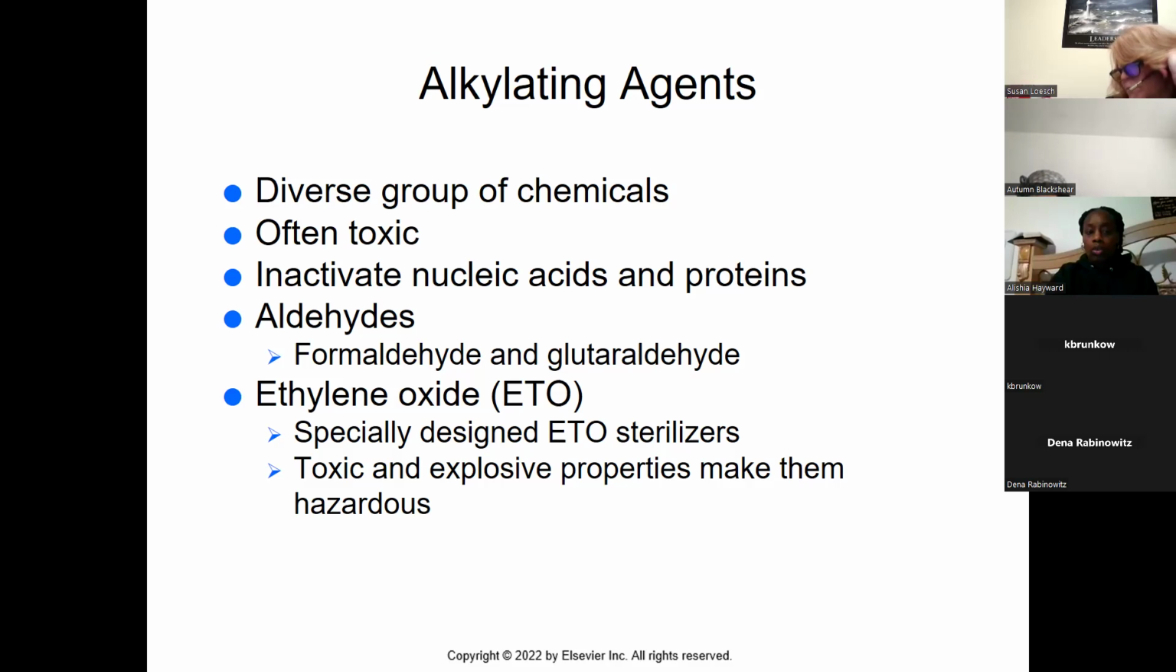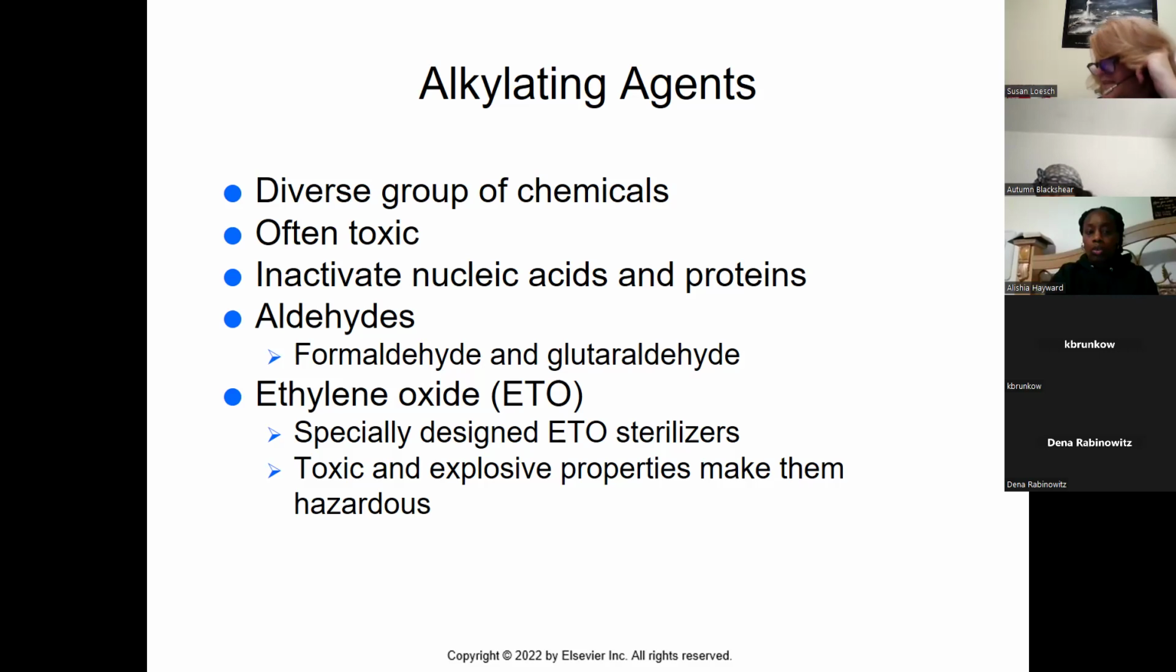Now, formaldehyde, you guys are more familiar with this, right? This is a strong-smelling gas that readily dissolves in water, forming formalin. Formalin is carcinogenic and has limits to clinical use.